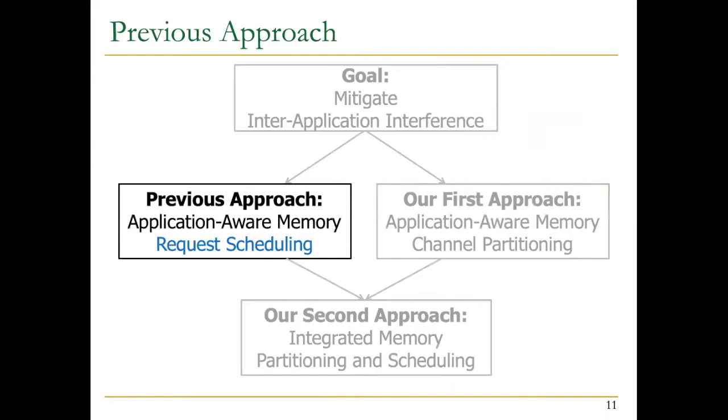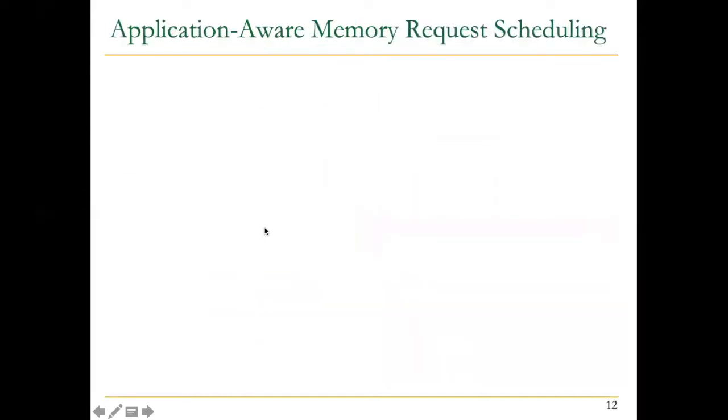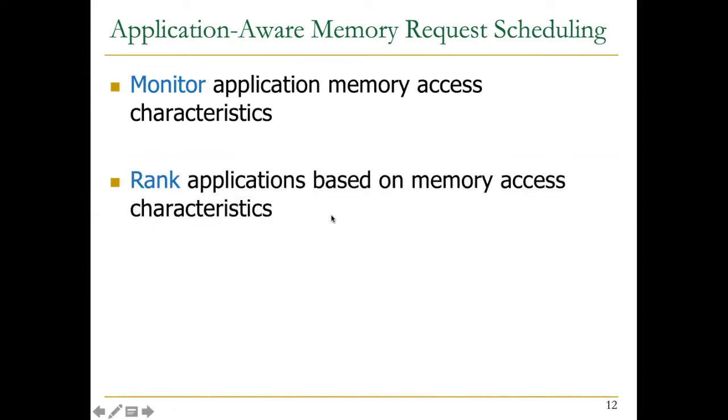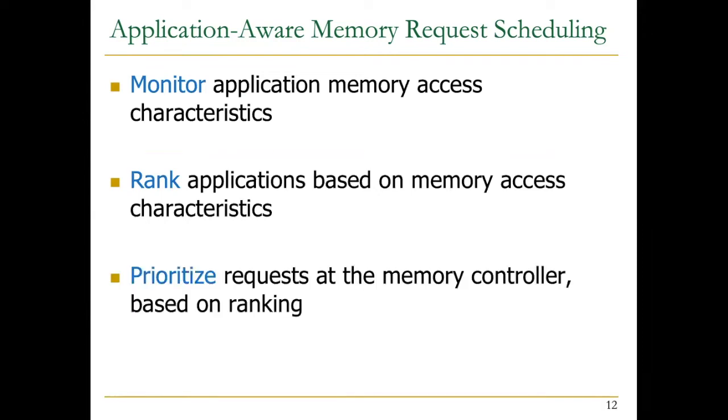Basically, a previous approach actually uses memory request scheduling to solve or mitigate the problem. Application-aware memory request scheduling monitors application memory access characteristics. I'm going to give you a very brief overview of how that works. And then it ranks applications based on some memory access characteristics and prioritizes the requests at the memory controller based on that ranking. That's the key idea, basically.